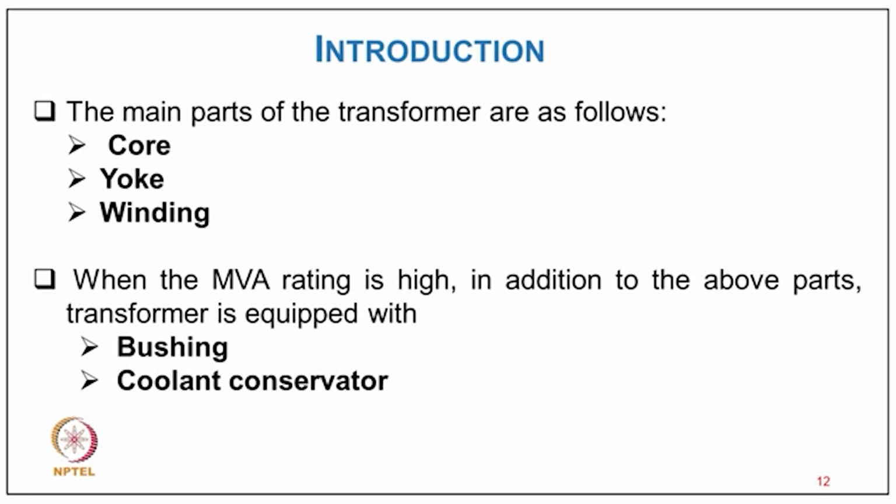They transfer the energy from the primary side to the secondary side or many secondaries. When the MVA rating of the transformer is high, the transformer is equipped with a bushing and coolant conservator for effective cooling, as well as to provide enough protection for the high voltage.